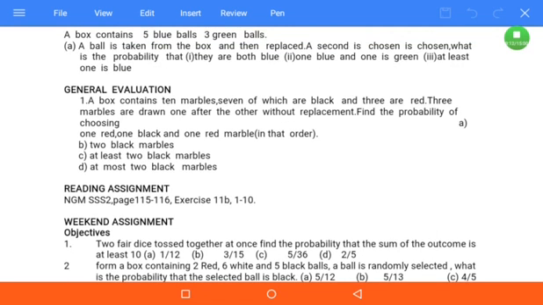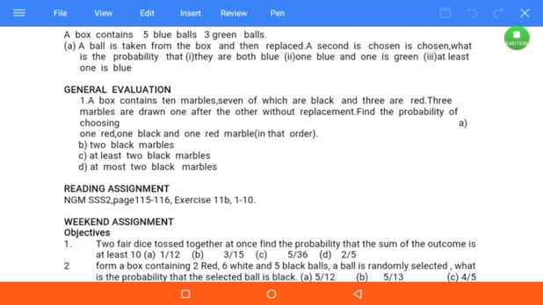Now look at this general evaluation. It is a question on without replacement. Now the question can say with replacement or without replacement. If it is with replacement, the sample space does not change. But if you say without replacement, the sample space will decrease by 1. Okay, let's take our general evaluation. It says a box contains 10 marbles, 7 of which are black and 3 are red. 3 marbles are drawn, one after the other without replacement. Find the probability of choosing one red, one black, and one red marble in that order.